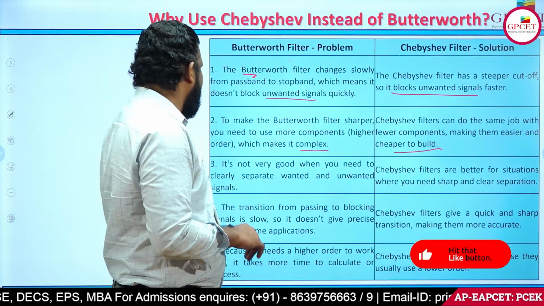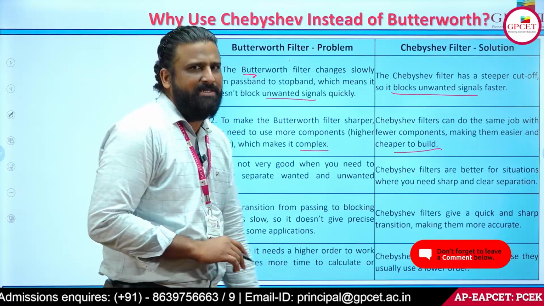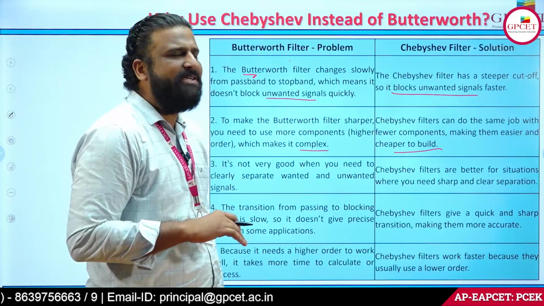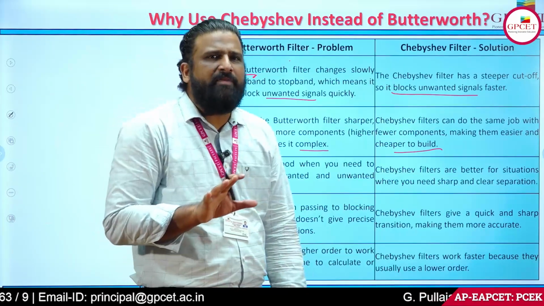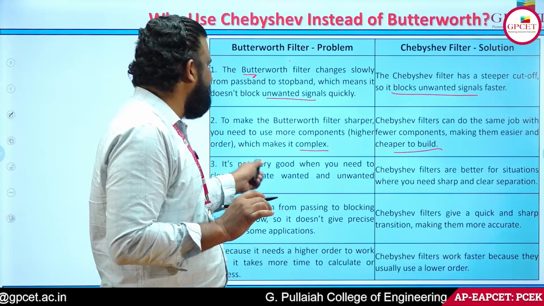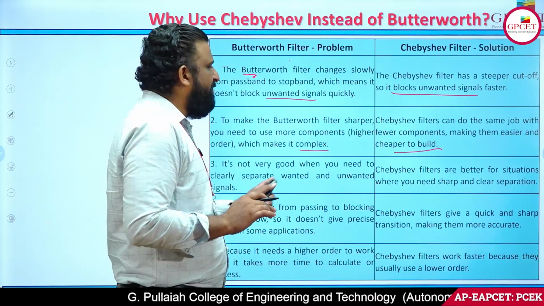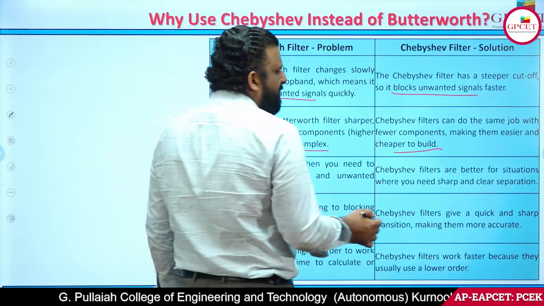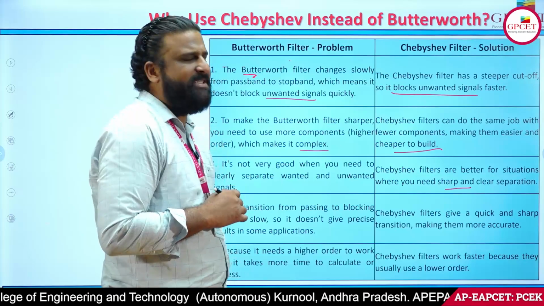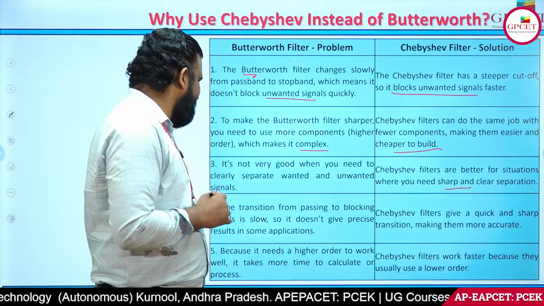The third one: it's not very good when you need to clearly separate wanted and unwanted signals. Our agenda is to separate the unwanted signals from the wanted signal, that means we need to remove the unwanted signals from the original signal. The Butterworth filter is not that good at this, whereas the Chebyshev filter will clearly sharpen that signal by removing the unwanted signal from the original signal. And the fourth one: the transition from passing to blocking signals is slow.